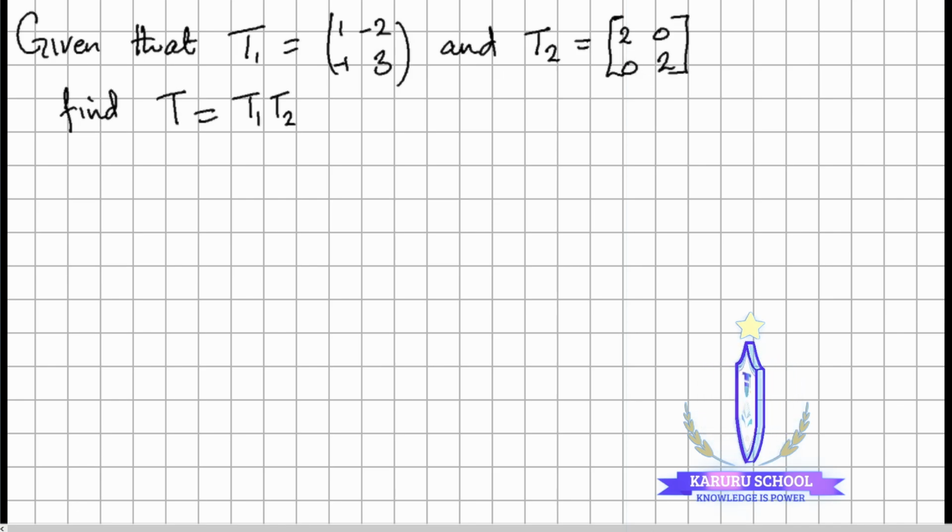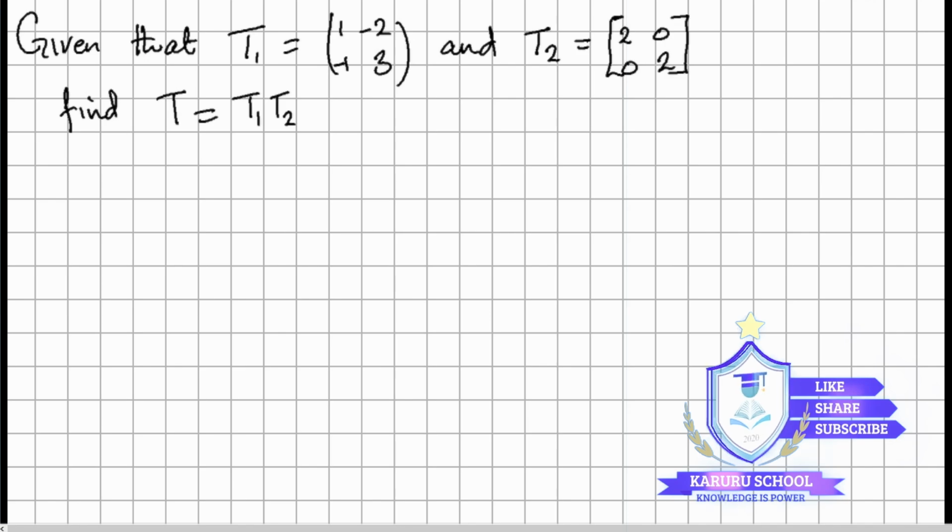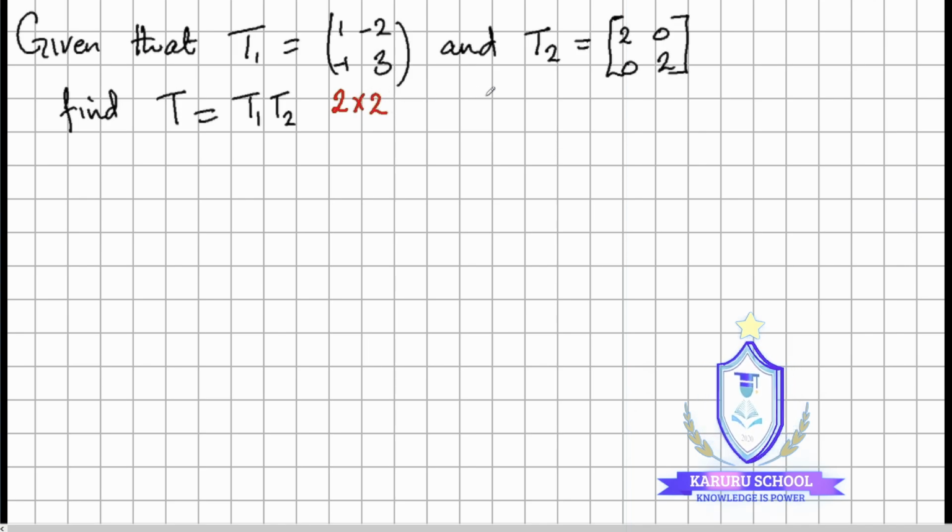So we have matrix T1 and we have matrix T2. You're supposed to multiply matrix T1 with matrix T2. Matrix T1 is of order 2 by 2, while matrix T2 is also a 2 by 2 matrix. The first thing you check is the inner numbers of the order of the matrices. If this number here is the same as this number here, then these two matrices can be multiplied together.